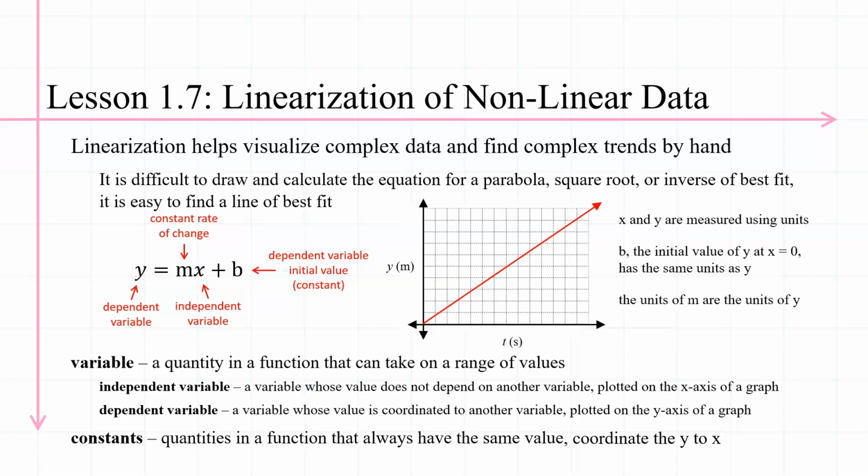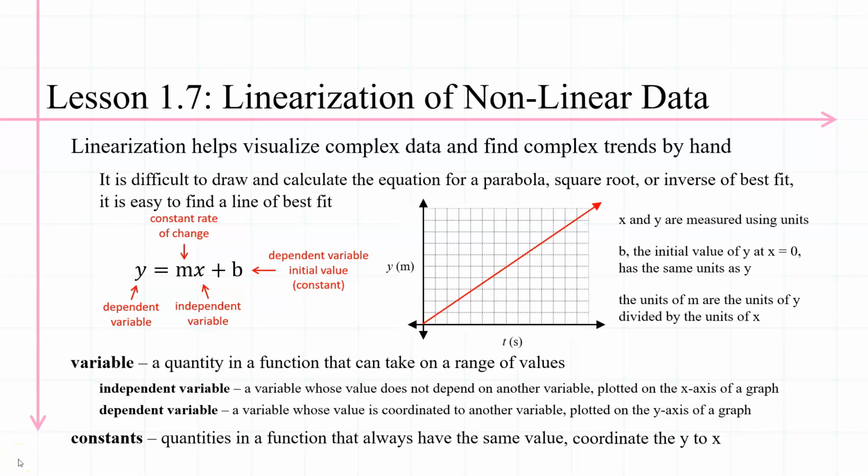And then lastly, the units of m are the same as the units of y divided by the units of x. So that helps us again make sense of what rise over run is. It's just giving us the relationship of how y changes with respect to x, and it can all be summed up in one constant value on a line.